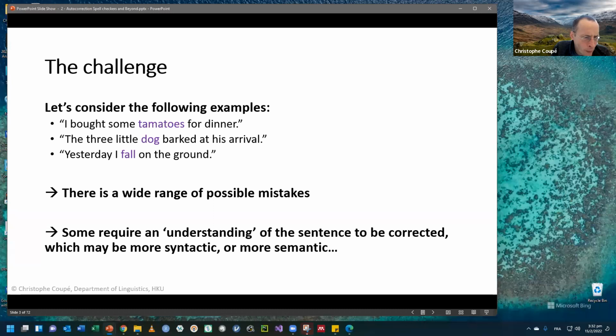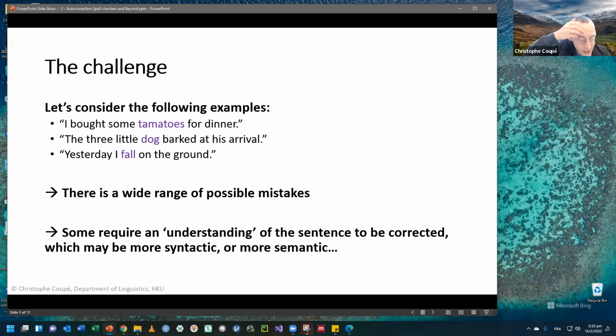So I will just give you 3 examples. I bought some tomatoes for dinner. You can see the problem, right? The word in purple, of course. The 3 little dog barked at his arrival rather than dogs. And then the last one, yesterday, I fall on the ground. And here, of course, it should be I fell on the ground. So here you have some misspelling. You have some agreement issues, like it's a plural and you did not add the S to dogs. And then yesterday suggests it's the past, but then you use the present tense for the verb, fall rather than fell. These are possible mistakes.